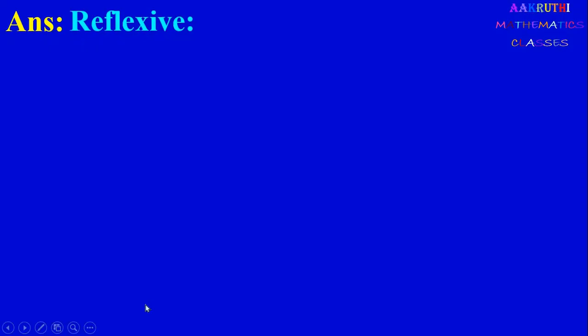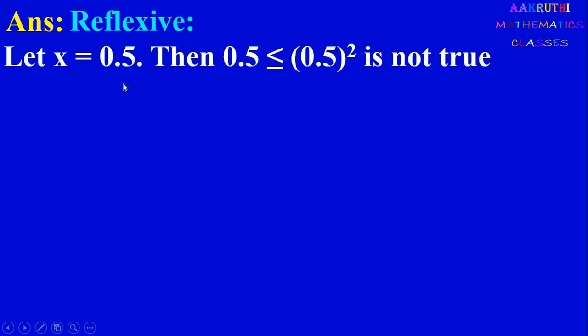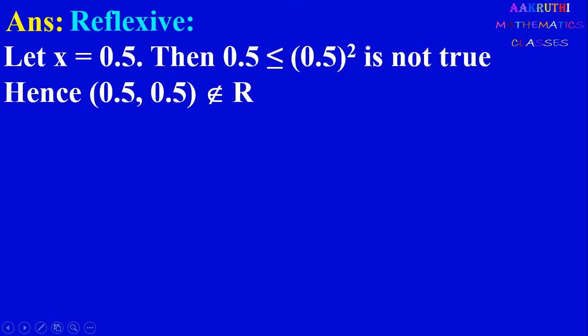We consider reflexive relation. We take one example. Take x equal to 0.5. Now 0.5 less than or equal to 0.5 square. It is not true. So 0.5 square is 0.25. So 0.5 less than or equal to 0.25 is not true. So therefore (0.5, 0.5) does not belong to R. Therefore this relation is not reflexive, since (x, x) does not belong to R.